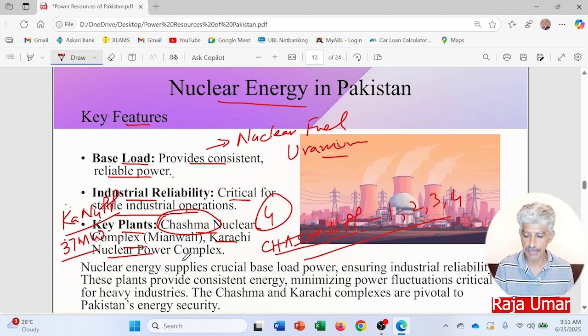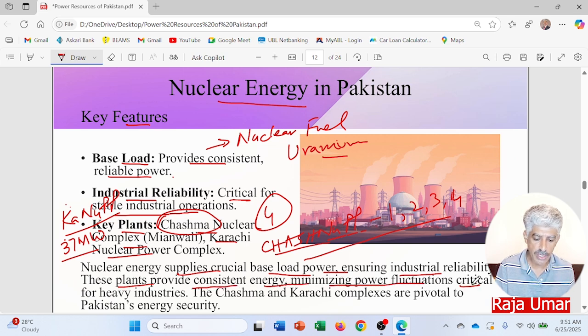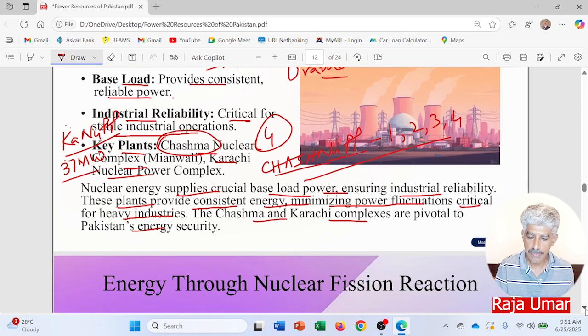So nuclear energy supplies crucial base load power, ensuring industrial reliability. These plants provide consistent energy, minimizing power fluctuations, critical for heavy industries. The Chashma and Karachi complexes are pivotal to Pakistan's energy security and energy resources.